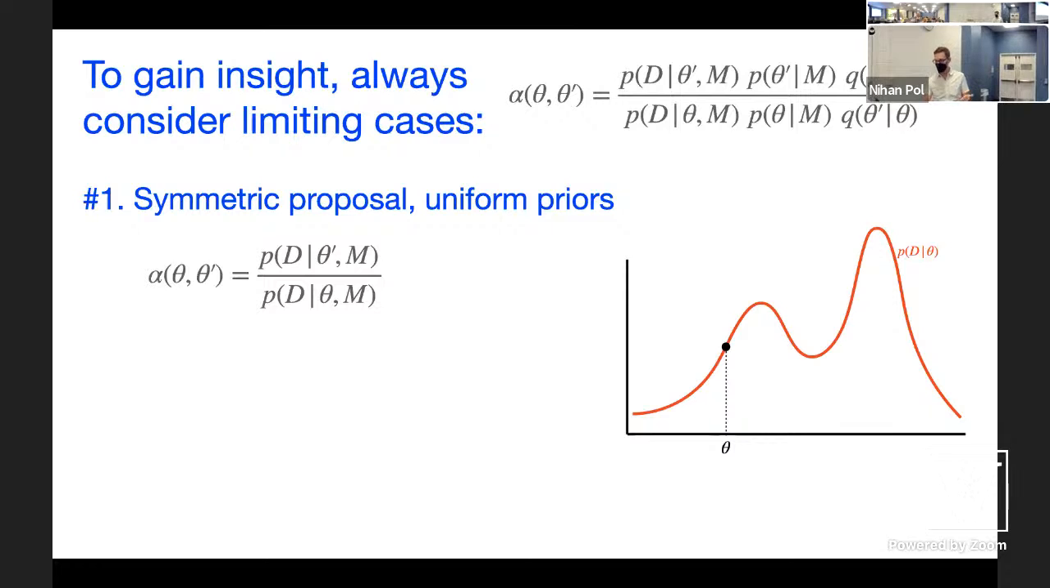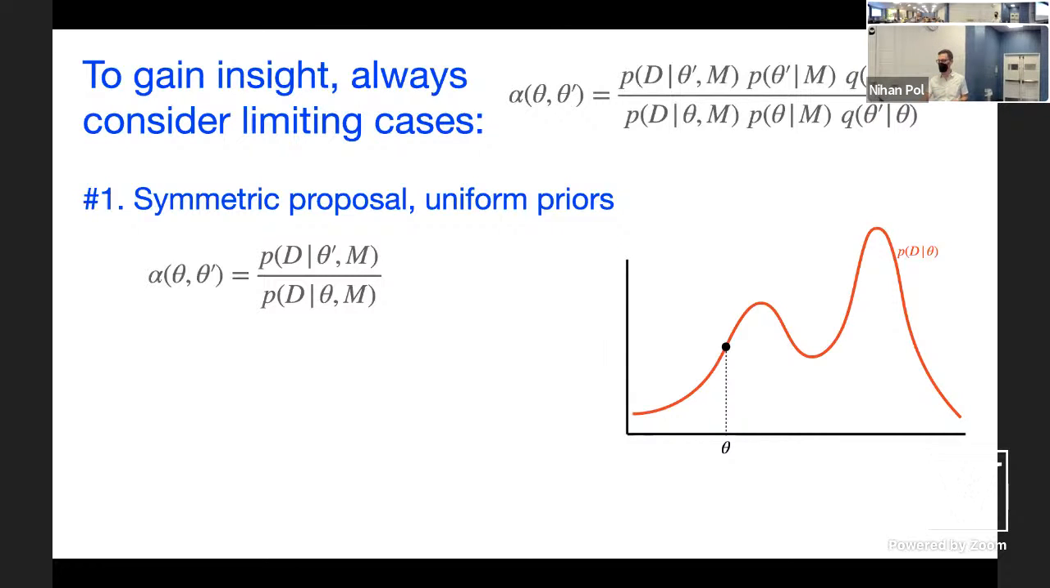Great. Uniform priors also means that they don't actually depend on your location in parameter space. You get the same value anywhere you are. So those cancel as well. And that means that our transition probability, our Hastings ratio thingamajiggy, reduces to a likelihood ratio. So it's just the likelihood of where I want to go divided by the likelihood of where I am.